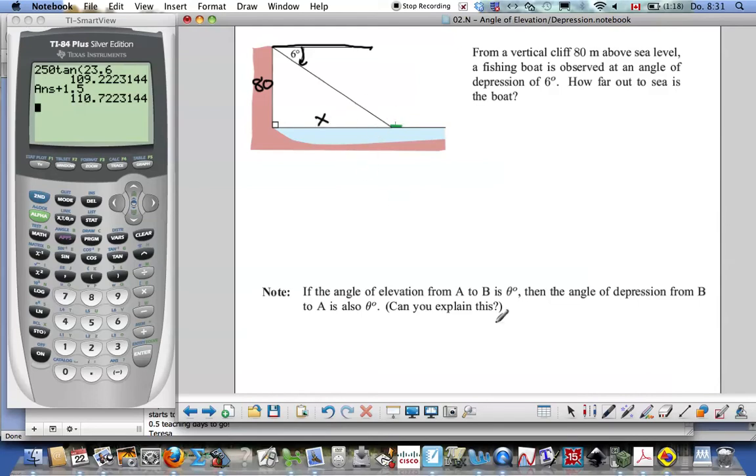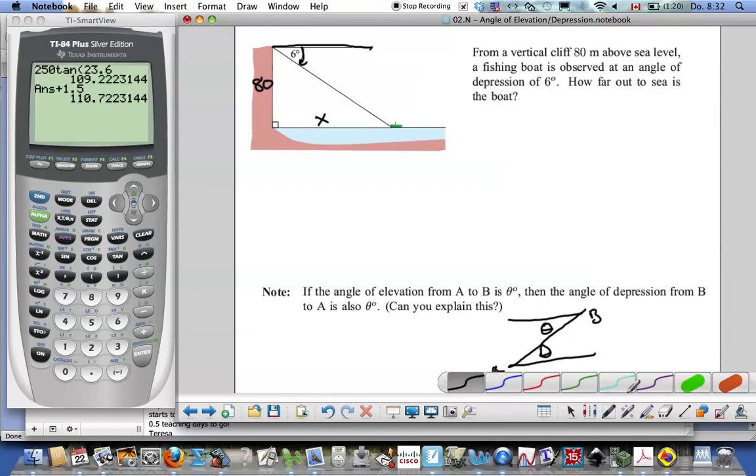Maybe we'll pause this and come back to it in a second, but there's something we wanted to bring up that is always helpful. If you have an angle of elevation of A to B, and then the angle of depression is also theta, it's interesting because what they're saying is that this and this are the same.